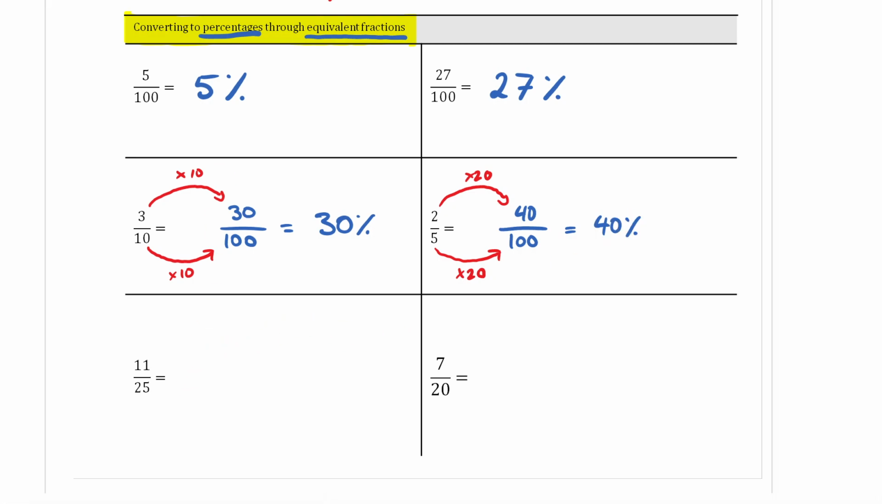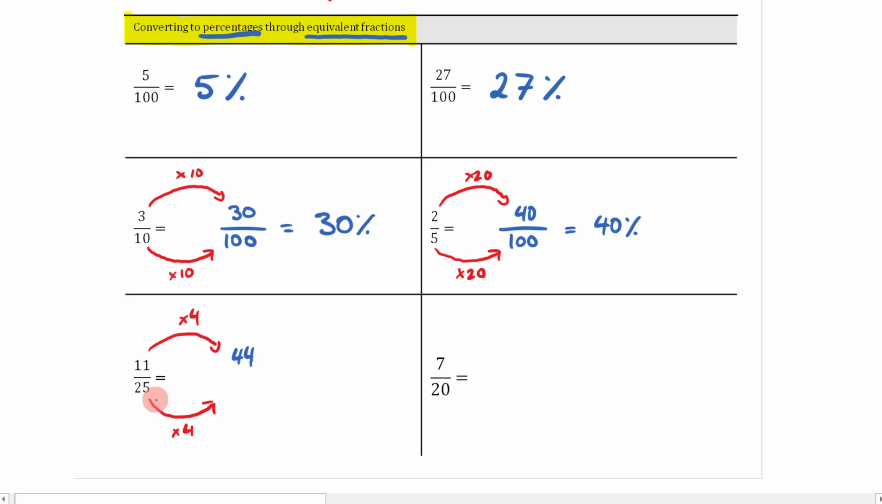And now we come to the next one. You might like to pause it and see if you can do it yourself. You're going to say 25 times what will give me 100? Well, it's going to be times 4. Then I'll come over here and times this by 4. Whatever you do to the bottom, you must do to the top. So I'm going to end up with 11 times 4 is 44, and 25 times 4 is 100. So that means it's going to be 44%.